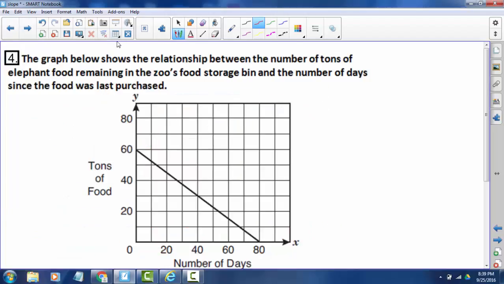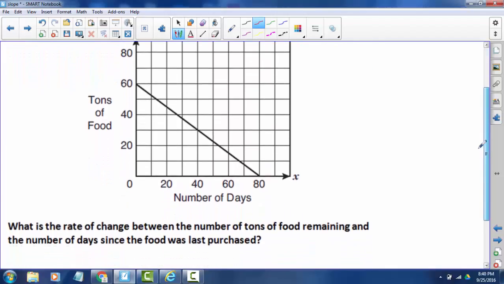Okay. The graph below shows the relationship between the number of tons of elephant food remaining in the zoo's storage bin and the number of days since the food was last purchased. So the tons of food, number of days. All right, what are they asking us? What is the rate of change between the number of tons of food remaining and the number of days since the food was last purchased? So the number of tons versus the number of days. Right, so we look here, number of days is our x, tons of food is on the y, so we've got y over x, tons over days.